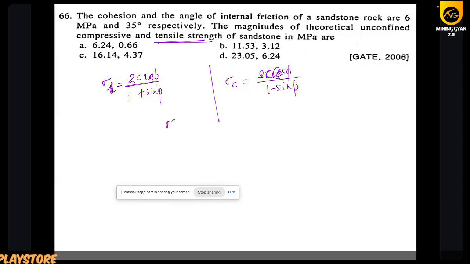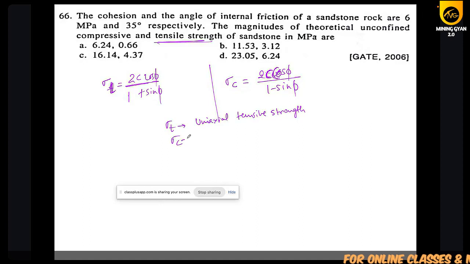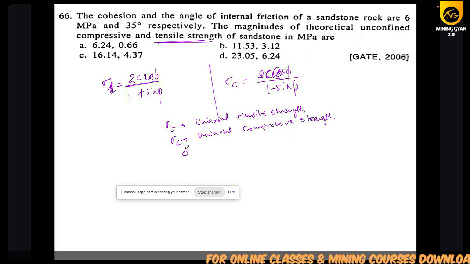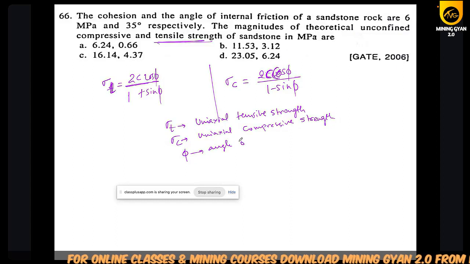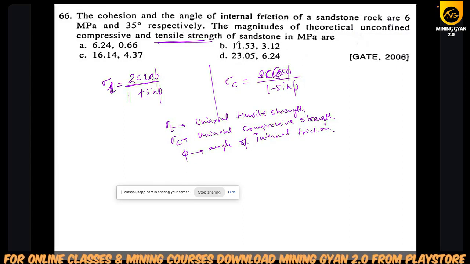Okay. So what is sigma T? Sigma T will be the uniaxial tensile strength. And sigma C will be the uniaxial compressive strength. And phi will be the angle of internal friction. Now if he gives you the values, then you can solve. The angle of internal friction of the sandstone is 65, and 6 megapascal. What is C? C we have not written down, which is the cohesion.